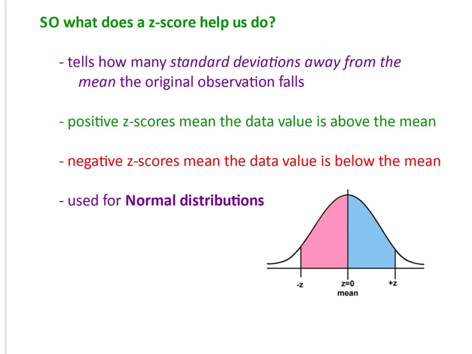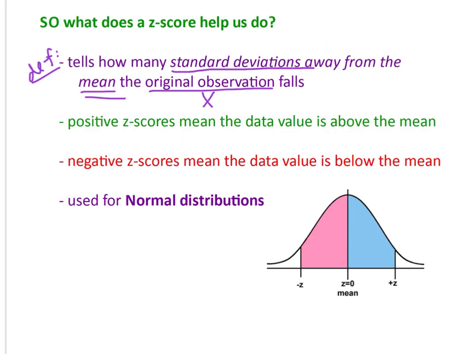So what does the z-score help us do? What's the point in finding it? We said it standardizes our data, but the z-score specifically, this is the important definition right here. So make sure you get this down. This is the definition. The z-score tells us how many standard deviations away from the mean the original observation, or x, falls. So the z-score tells me my distance from the mean.